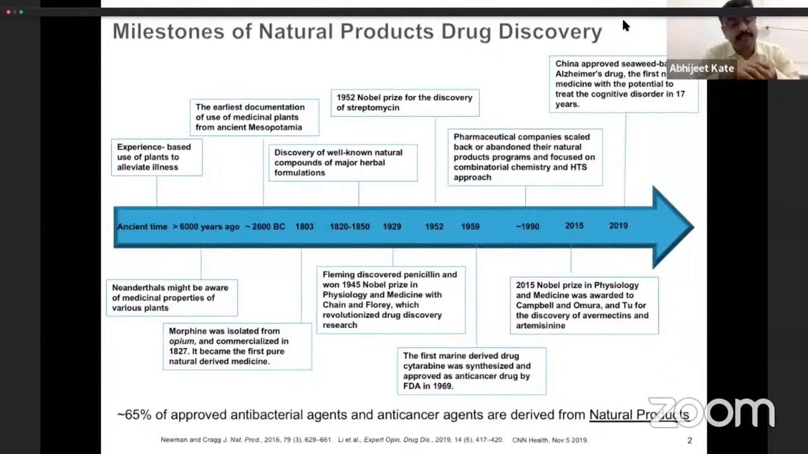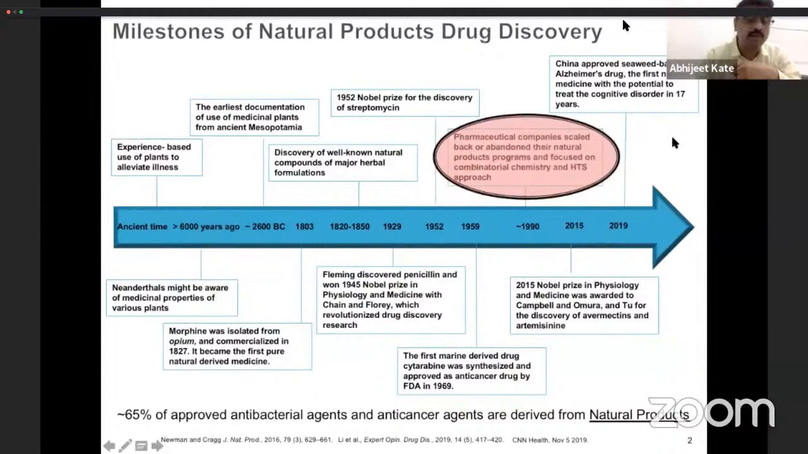But the output of this is that nowadays the pipelines of these pharmaceutical companies are getting dried up. The new scaffolds are not available, new therapies are not available, only new generations of the same scaffold are available. So that is an alarming situation, and I think that is why natural product research and its advancement is a very important topic of research. I would highlight that here.